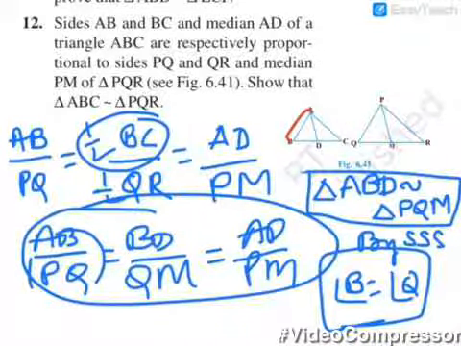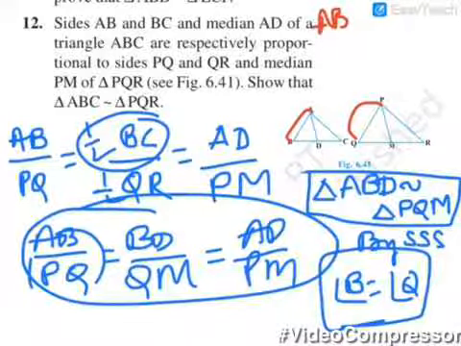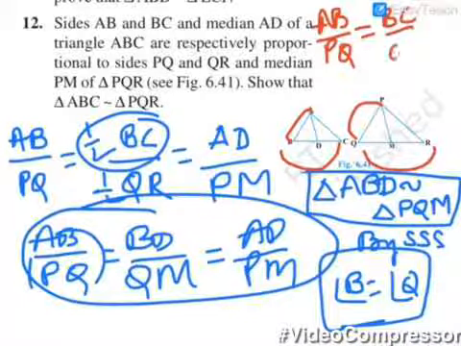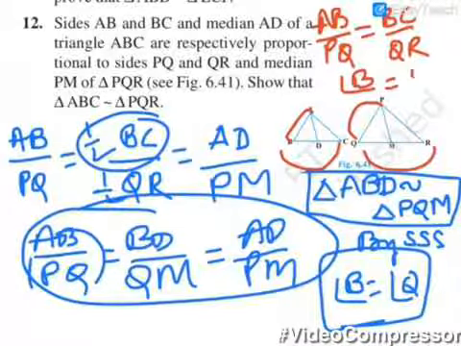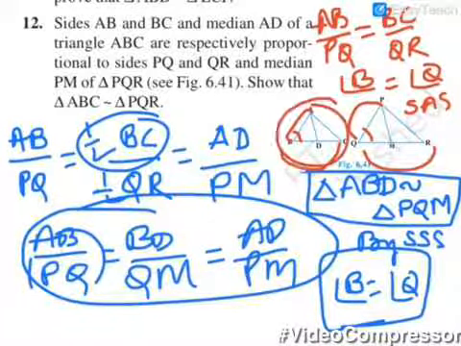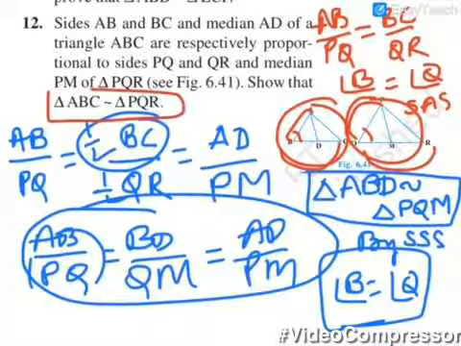Now that we have this very important thing, our sum will complete in just one moment, because we know that AB is proportional to PQ, as it is given, and we know that BC is proportional to QR, that is also given. And now we have proved angle B is equal to angle Q. That is, two sides are proportional and the angle in between is equal. So by SAS these two triangles are similar. That is what we are asked to prove. So this is the proof.